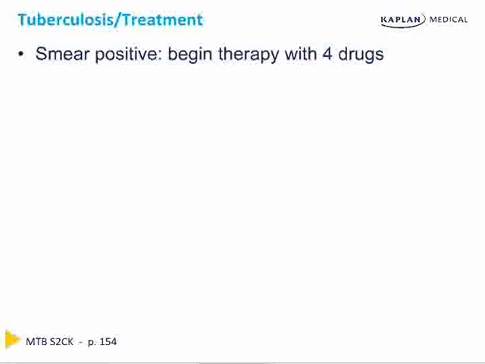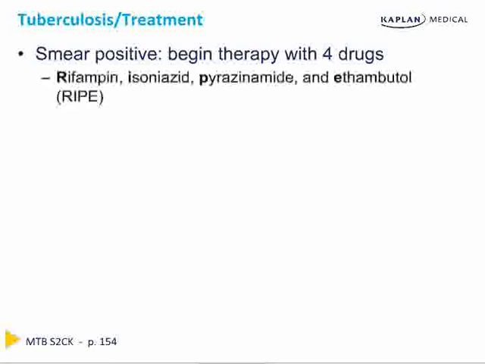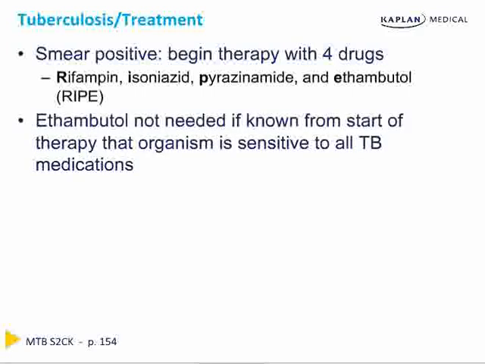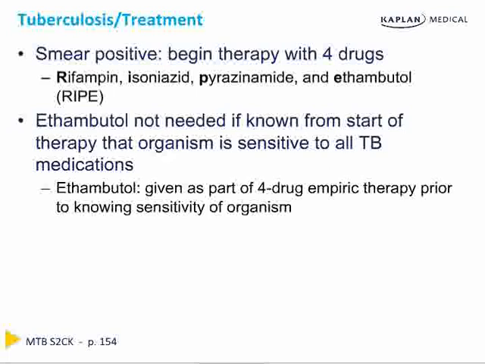Regarding the management of tuberculosis, once you have a positive smear, you should begin therapy with a 4-drug regimen. This includes rifampin, isoniazid, pyrazinamide, and ethambutol, which you can memorize through the acronym RIPE. Ethambutol, however, is not needed if it's known from the start of therapy that the organism is sensitive to all tuberculous medications. That's because ethambutol is given as part of this 4-drug regimen prior to knowing the sensitivity of the organism. It helps with bugs that are actually resistant to certain types of anti-TB therapy.